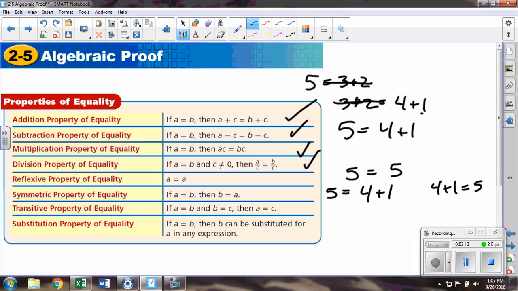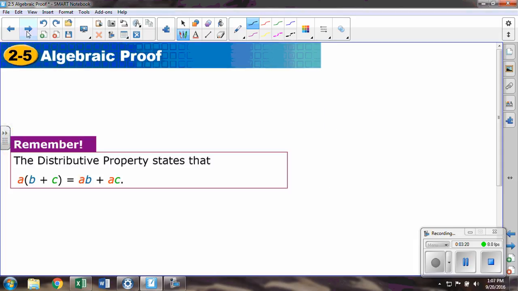Lastly, we would have substitution. We know that if two things are the same, we can plug one in for the other anywhere. And so we also have the distributive property. Just quickly reviewing a lot of the things that you should already know from algebra. With the distributive property, if you multiply across the parentheses, you wind up with the expanded form.